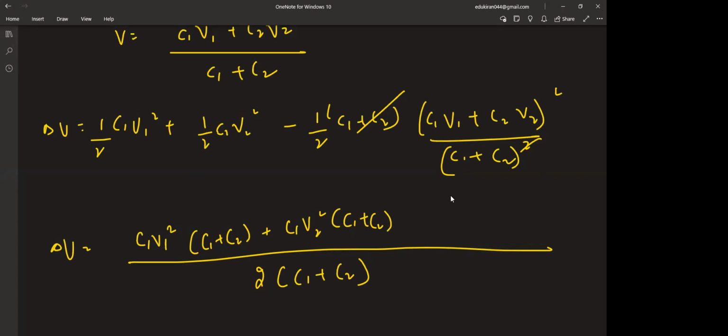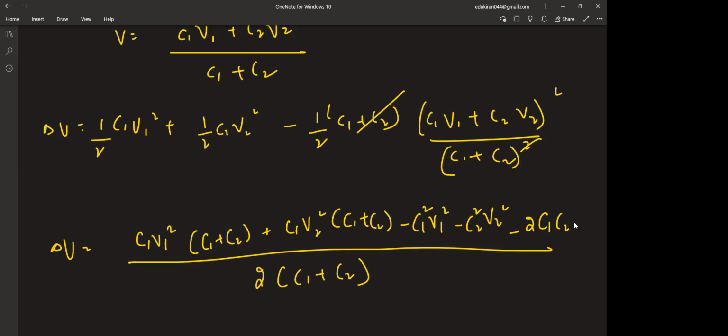And what is left? Minus sign is here, no? So we have to convert the sign. It's like (A plus B) whole square, but with a negative sign. So that will become minus C1 V1 square minus C2 V2 square. Not only C2 V2 square, C1 square also, no? (C1 V1) whole square is there. So this is A square plus B square, but we are having a negative sign, so this becomes minus. And this is also minus 2 C1 C2, right?